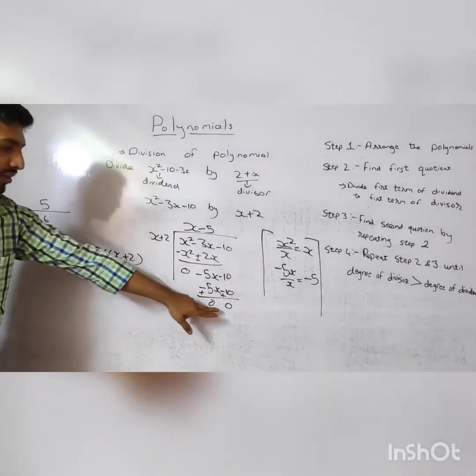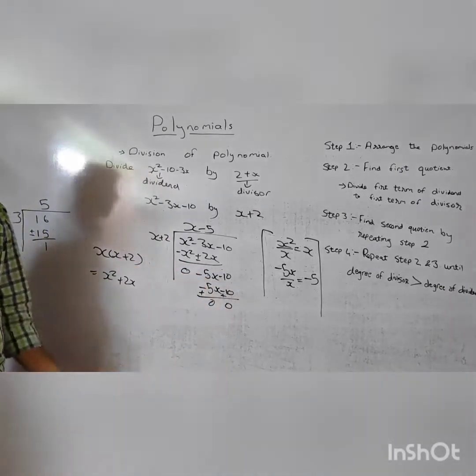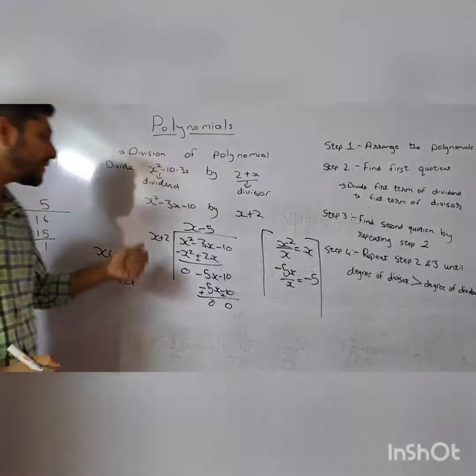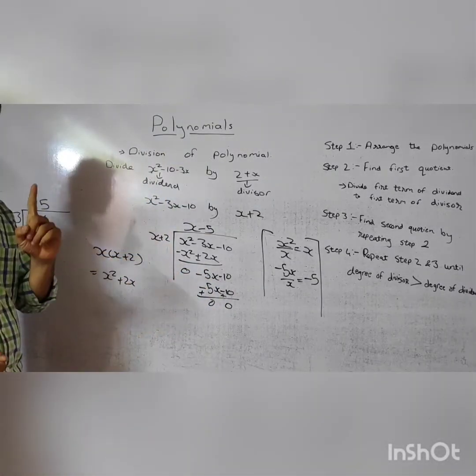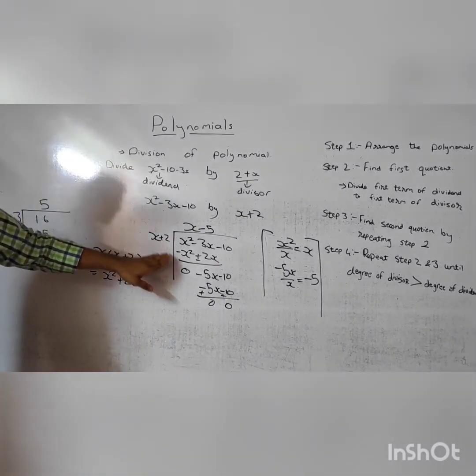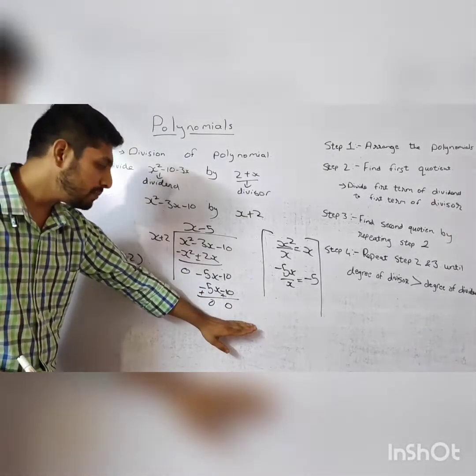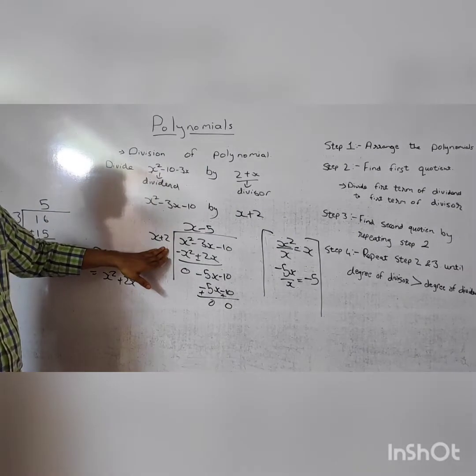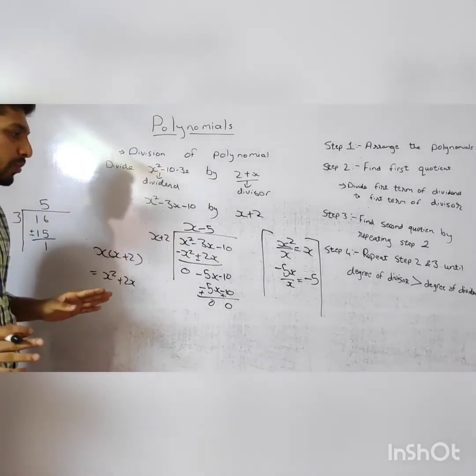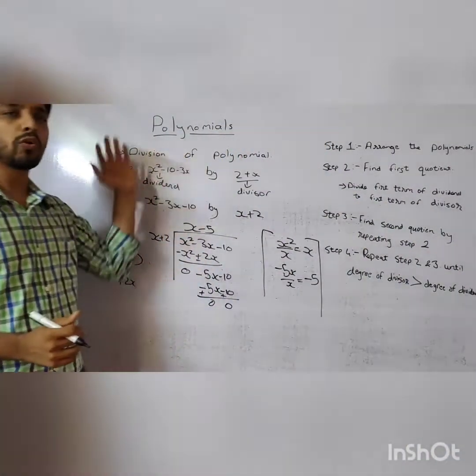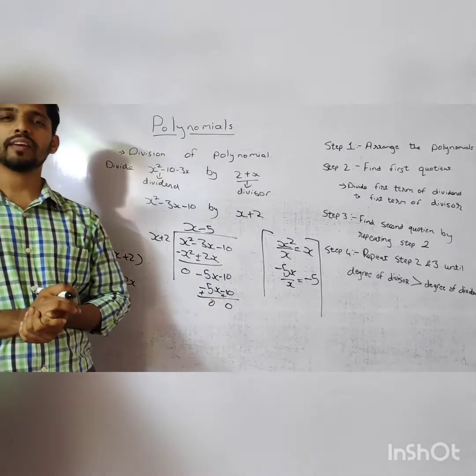Here you can see what is the degree. 0 is a constant term, which has a 0 degree, and the degree of this divisor is 1. So at this point of time the degree of this dividend becomes less than the degree of this divisor. So you need to stop at this point. I hope this whole topic of division of polynomials is very clear to you.